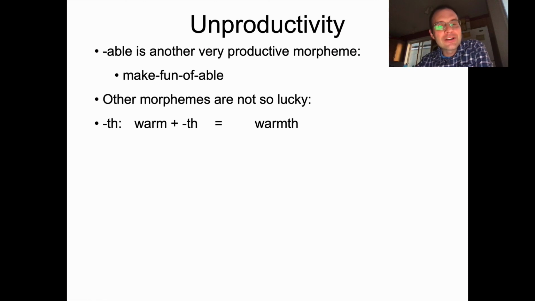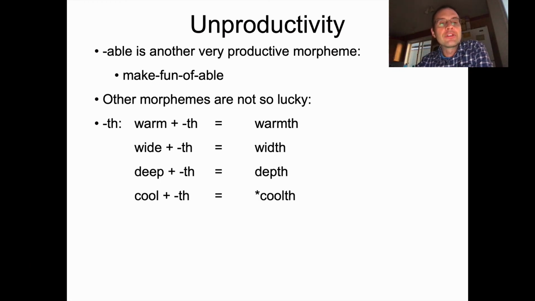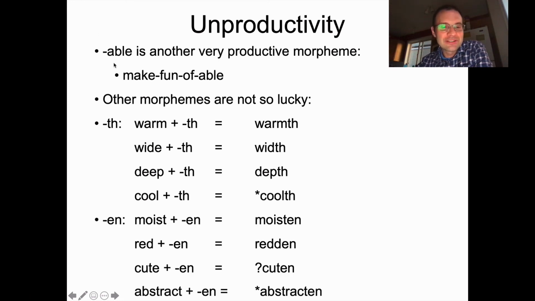Other morphemes are not as productive, however. So there's a suffix th in English, which applies to just a handful of roots. So we have the adjective warm, and we can create warmth out of that. We have the adjective wide, and we can create width out of that. Deep goes to depth. But you can't apply this to, say, some other temperature like cool. So we don't say coolth. We could say coolness or maybe the cold. But th is not productive in this context.